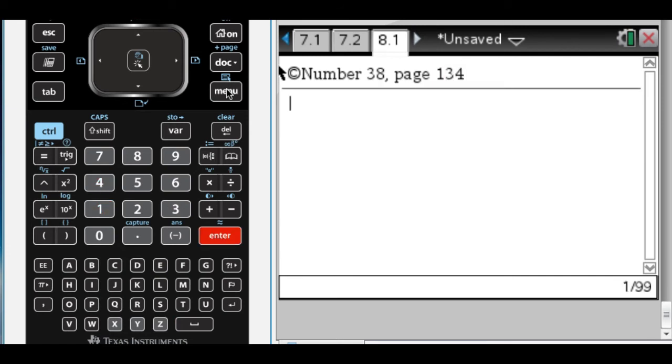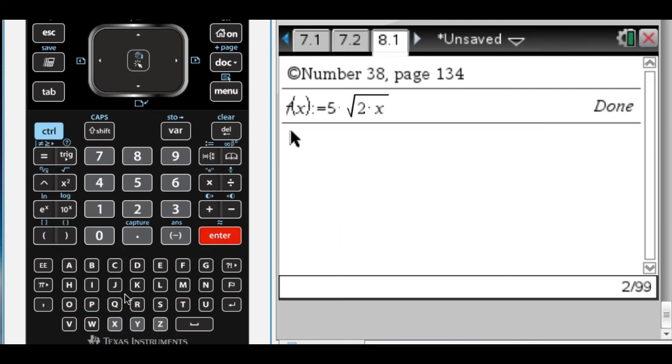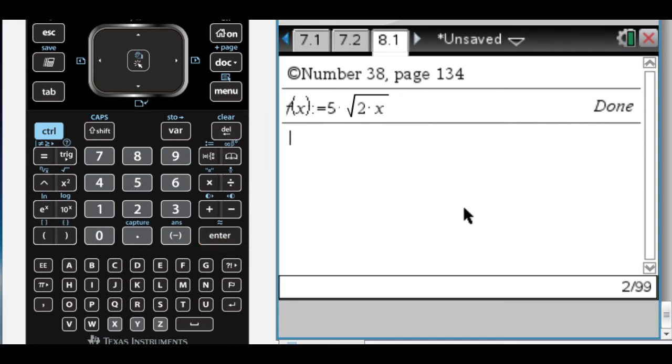So it's going to be number 38, and we're given that f of x is equal to 5 radical 2x. So f of x is equal to 5 and then square root of 2x. You have a square root key above x squared. It's just faster for me to type it that way. And I want to find f inverse of 10.